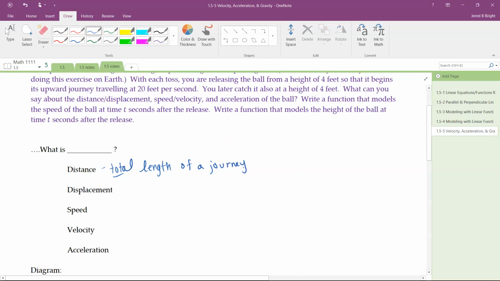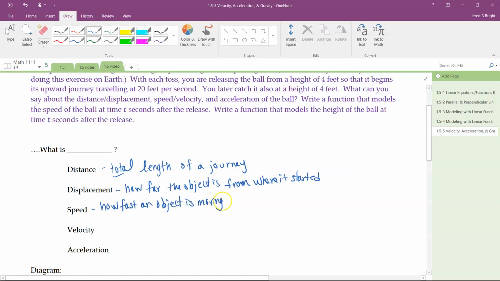Okay, displacement, very similar to distance, but what we say for displacement is it's how far the object is from where it started. So you're kind of comparing ending to beginning. Okay. Speed is just how fast an object is moving. Okay. Speedometer in a car, for instance.